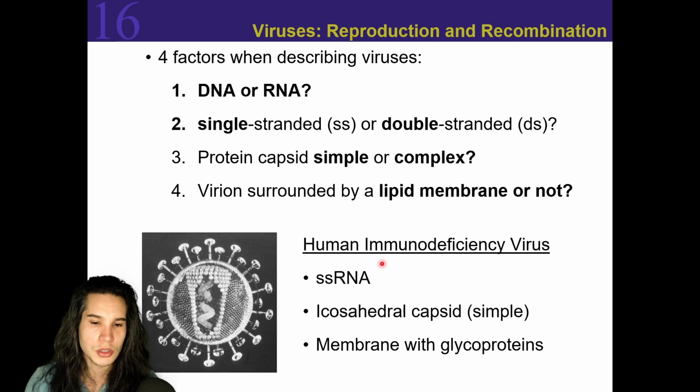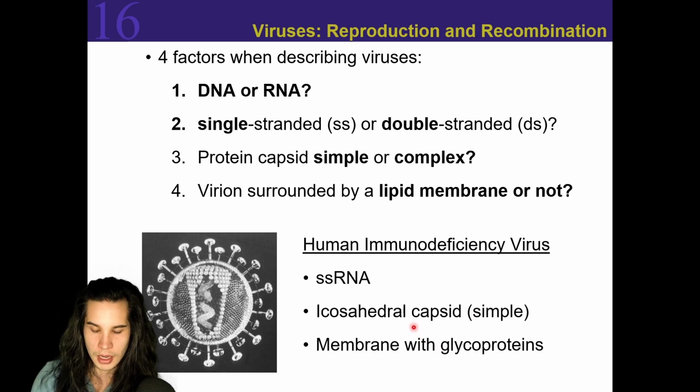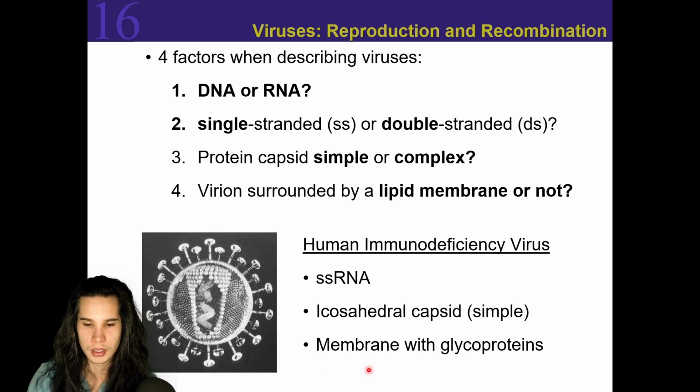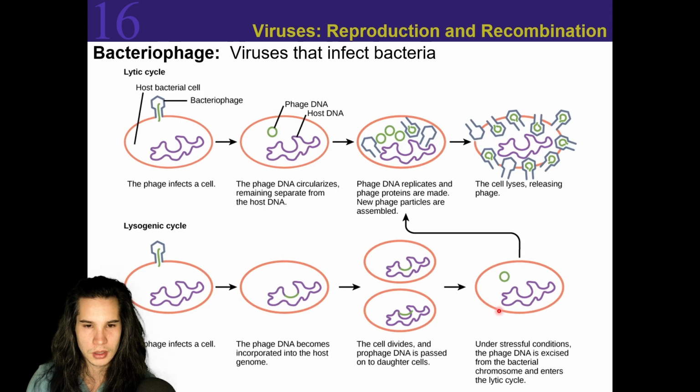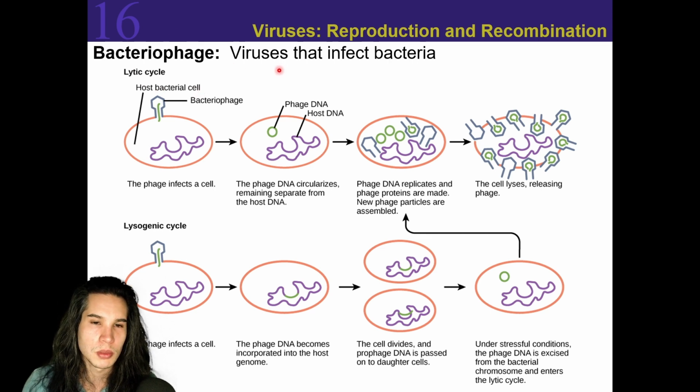Now, HIV is an example here. It has single-stranded RNA, and it has an icosahedral capsid, which we consider to be simple. And then it also has a membrane enshrouding its capsid, and that membrane also contains things called glycoproteins, which, if we can recall, proteins are proteins, and glyco implies some kind of sugar, and this is a mashup of sugar and protein characteristics.